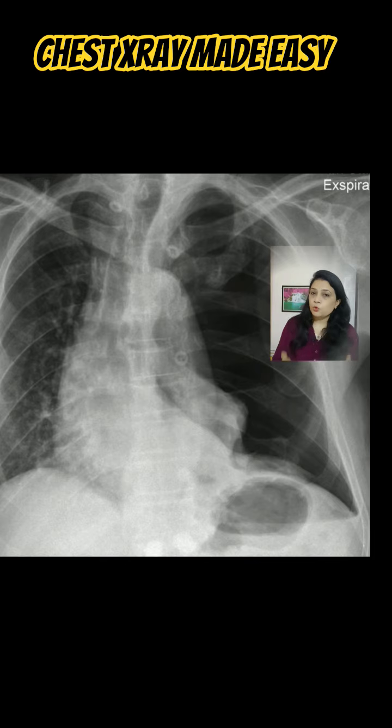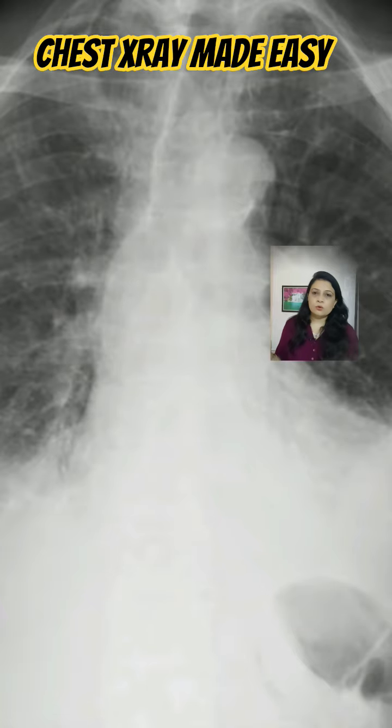What is pleural effusion? Pleural effusion is when there is fluid accumulated in the costophrenic region. So how does it look? Costophrenic region looks blunt, and in the normal chest X-ray, you will see it's sharp and pointed. So this is the difference between the normal and the X-ray which is having the pleural effusion, right?